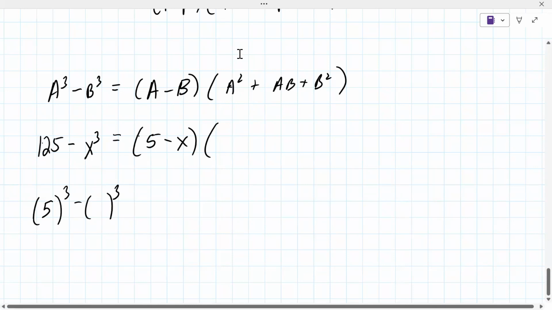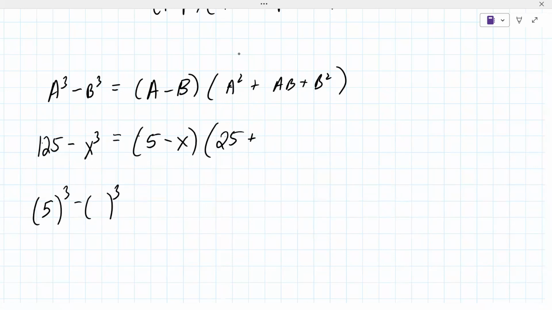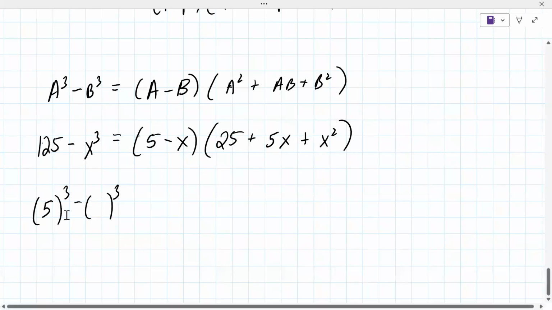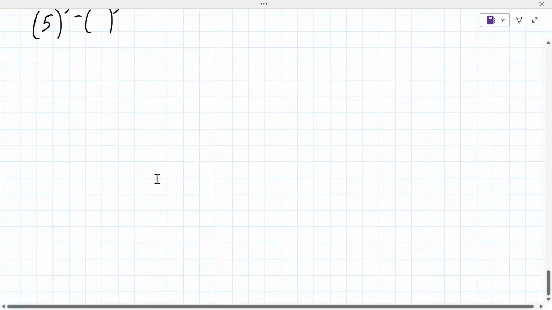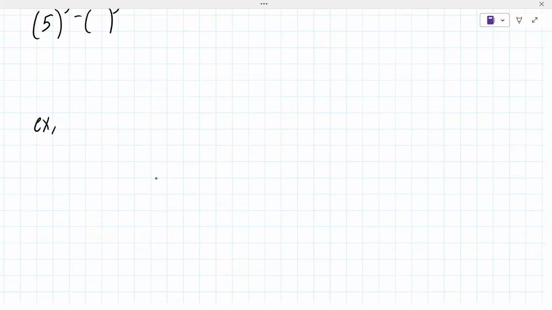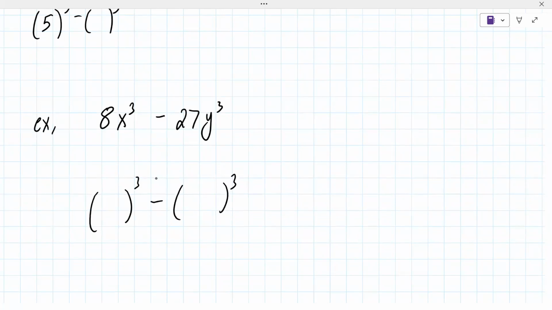So 25 plus 5x plus x squared. Good. Very good. Okay. Now, the other types of problems you'll see here, and we've already done one like this, like 8x cubed minus 27y cubed. So it's possible for it to be more than just a number or a letter.